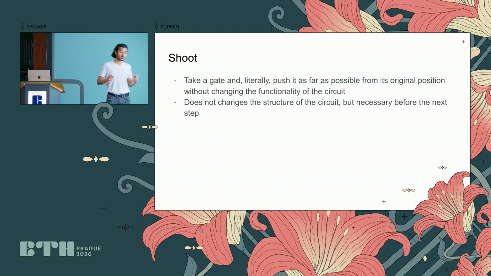Shooting. Shooting literally means what it says, basically. You take each gate and you try to shoot it as far as possible in the circuit, to the extent it is allowed without changing the functionality. You just shoot it as far as possible, and that's it. And this is useless until you do the third step, because this doesn't change the structure of the circuit at all. This is useless until we do something called locking.